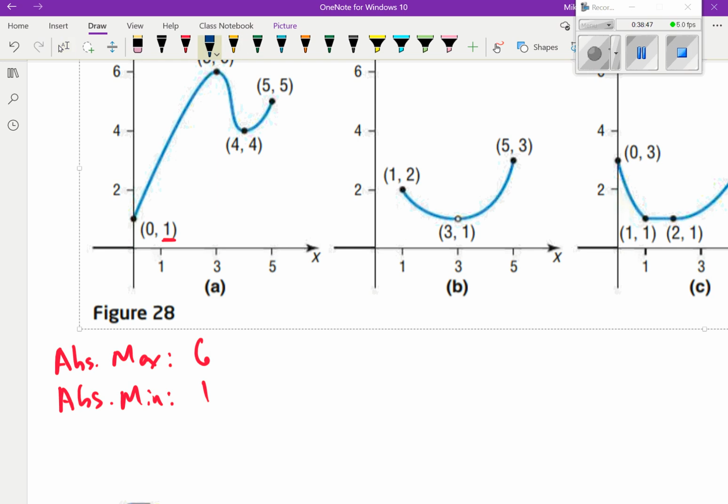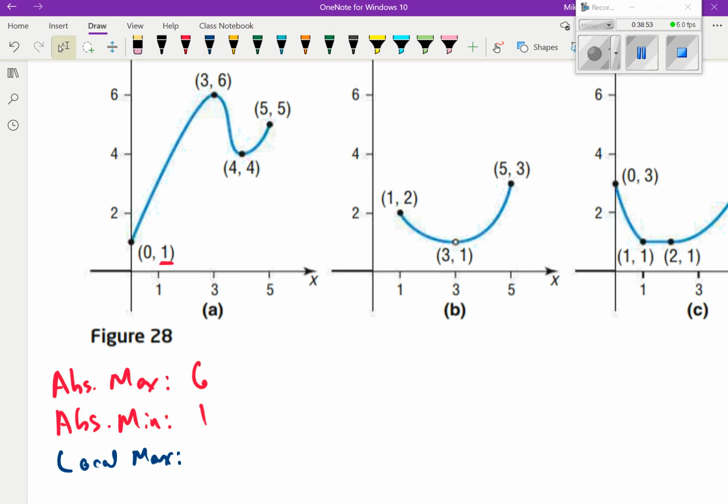Let's then take a look at the locals. Do I have any local maximums? My local maximum in any particular region is the highest point. So as I'm going up and then I turn back down, 6 is indeed a local max. Now, over here at (5, 5), I can't say that that is another local max because I keep coming up, but I never turn back down. So I need the neighborhood.